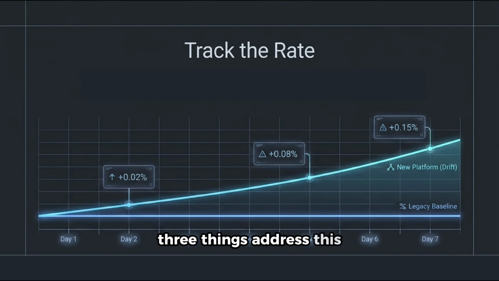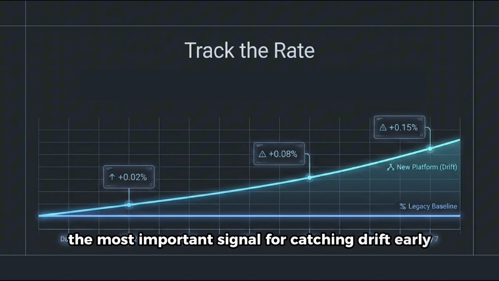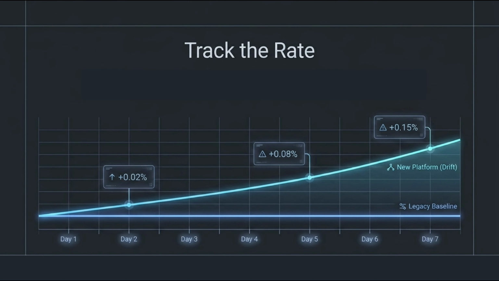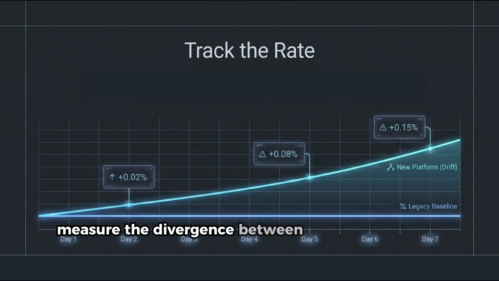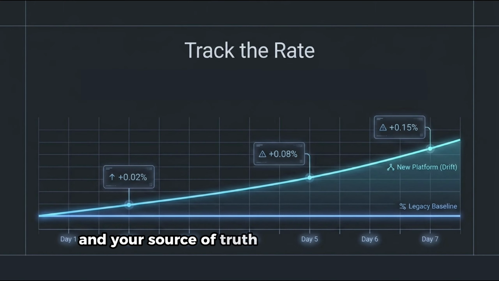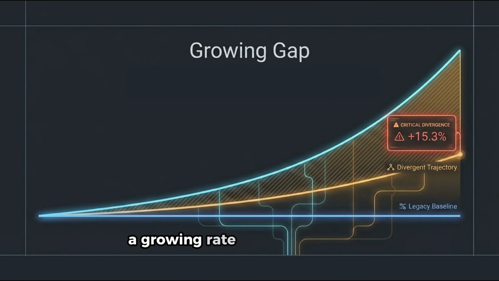3 things address this. The first is drift rate monitoring. The most important signal for catching drift early is not whether the data is currently wrong. It is whether the gap between the data and the source is growing. Measure the divergence between your downstream copy and your source of truth on a regular schedule. Track the divergence rate over time. A growing rate signals a problem before the absolute error becomes large enough to notice in individual records. If 3 records disagreed last week and 30 disagree this week, the rate is the signal. Whether 30 records seems significant in isolation is the wrong question.